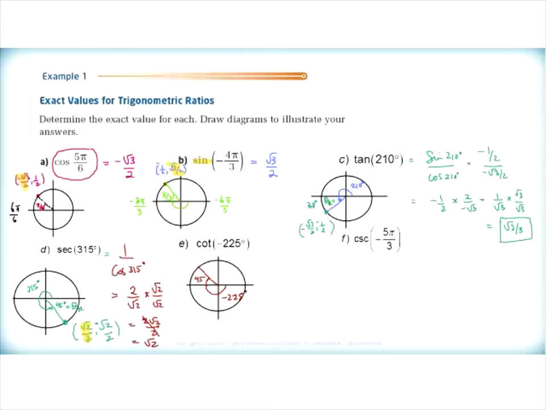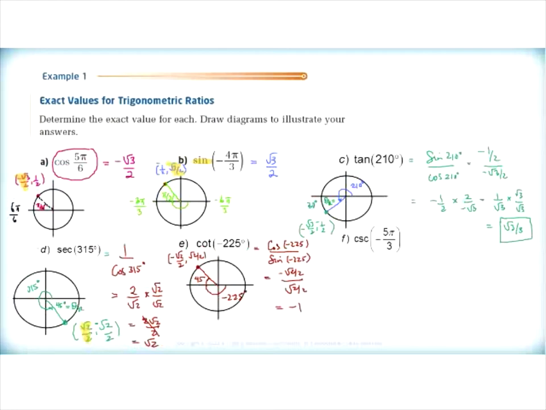The reference angle is the angle from the terminal arm to the x-axis. If I got a reference angle of 45 degrees, I have a point, negative root 2 over 2, and negative root 2 over 2. Cotan is equal to cosine over sine. So it's the cosine of negative 225 over the sine of negative 225. Cosine over sine will be negative root 2 over 2 divided by root 2 over 2, which of course is negative 1. The cotan of negative 225 is negative 1.